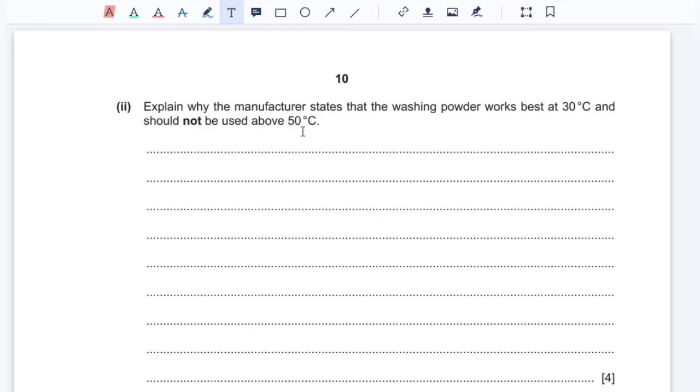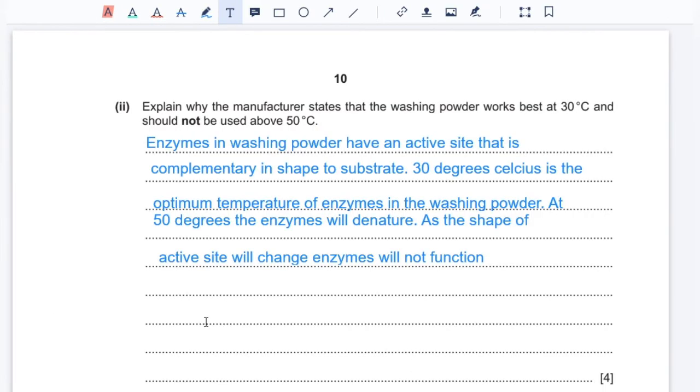At a high temperature like 50 degrees Celsius, the enzymes would get denatured. As the shape of the active site will change, the enzymes will not be able to form an enzyme-substrate complex with the substrate, and the substrate will not be broken down. The enzymes will not function, and that will be the answer.